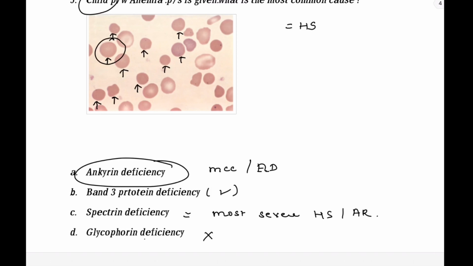Glycophorin deficiency will never cause HS. So all of these are causes of HS, ABC, but the most common cause is ankyrin deficiency. Investigation, next best investigation is OFT, treatment of choice is splenectomy.